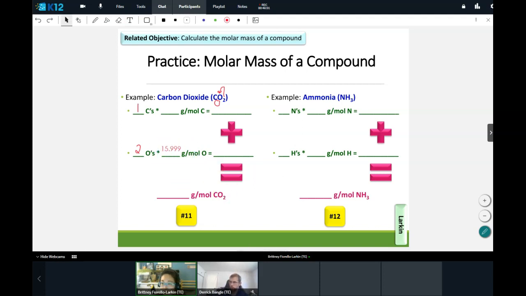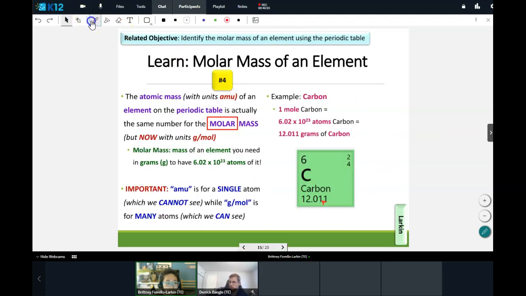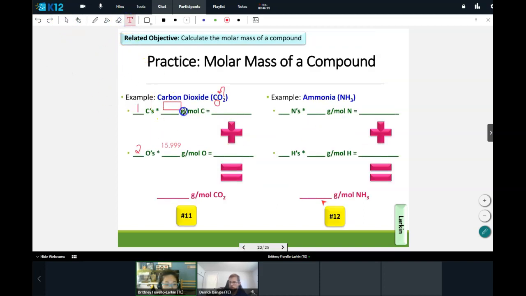For carbon, we actually did this on a previous slide. What was the molar mass of carbon? Tell me in the chat. Yeah, 12.011. Awesome. So let's go ahead and plug that one in. Now 1 times 12.011, we should still end up with 12.011. That one's really easy because we only have 1 carbon, so we only need 1 mole of carbon. What about for oxygen, though?